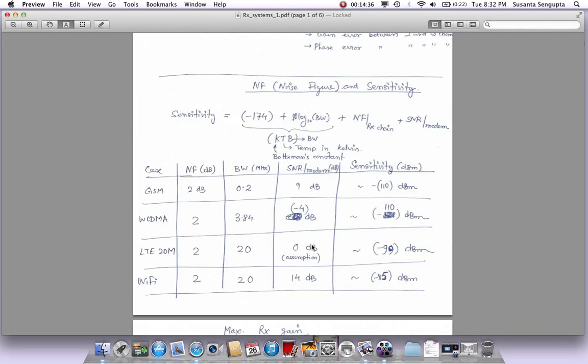For LTE 20 megahertz, again, I made an assumption here of 0 dB, just to show a calculation. But again, you have to get this number. But if this was the number, what would be the sensitivity that's shown here?